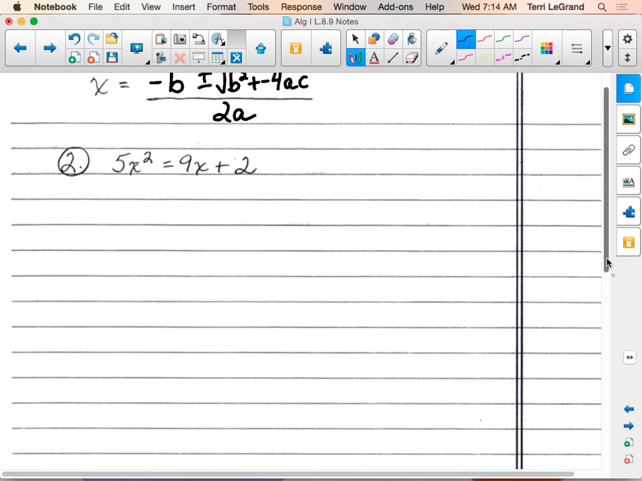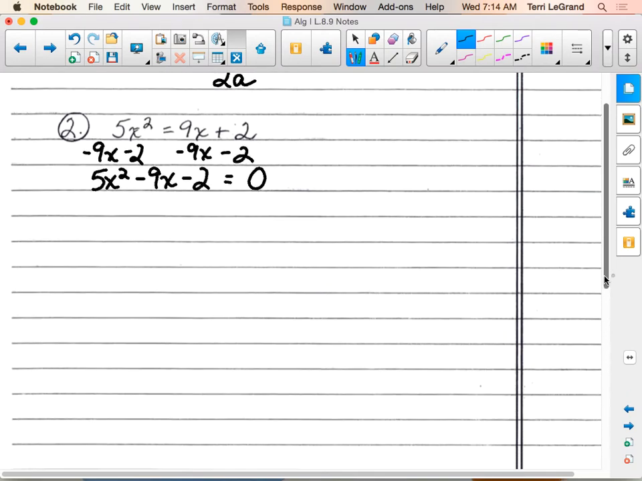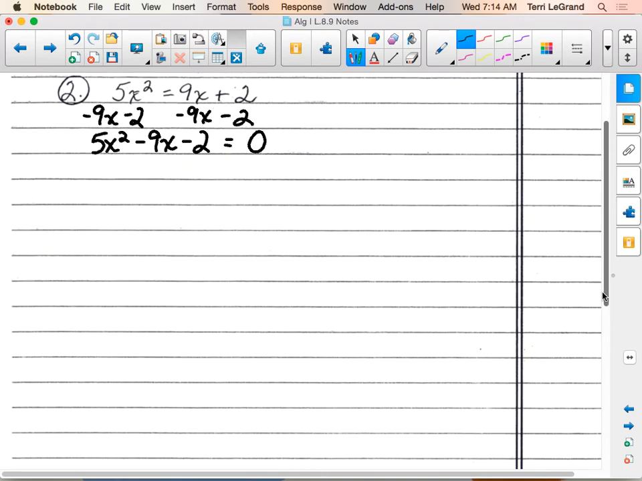Well, we have a quadratic here that is not set equal to 0, so that's our first move. So how about we move this 9x plus 2 over. We have to subtract 9x and we have to subtract 2 to get it off that side. So subtract 9x, subtract 2 on the other side also. We now have 5x squared minus 9x minus 2 and nothing left on the other side. We will make that side 0. Now we can say a equals 5, b equals negative 9, c equals negative 2.